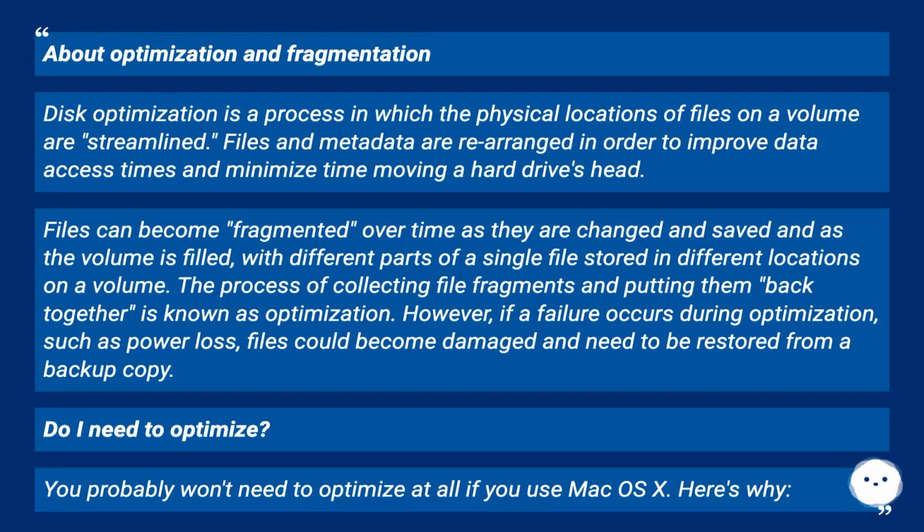I think the best answer for this comes straight from this Apple Support KB. About optimization and fragmentation. Disk optimization is a process in which the physical locations of files on a volume are streamlined. Files and metadata are rearranged in order to improve data access times and minimize time moving a hard drive's head. Files can become fragmented over time as they are changed and saved, and as the volume is filled, with different parts of a single file stored in different locations on a volume. The process of collecting file fragments and putting them back together is known as optimization.